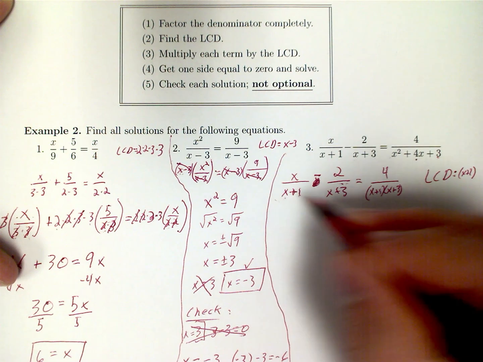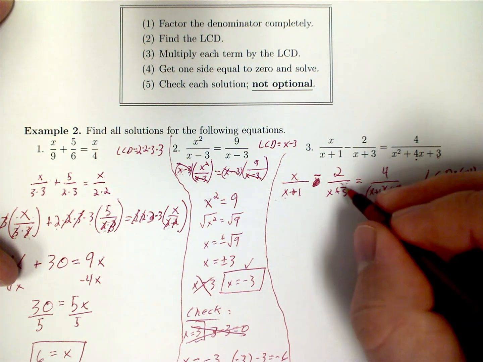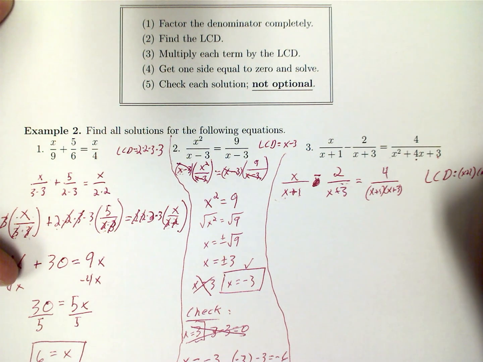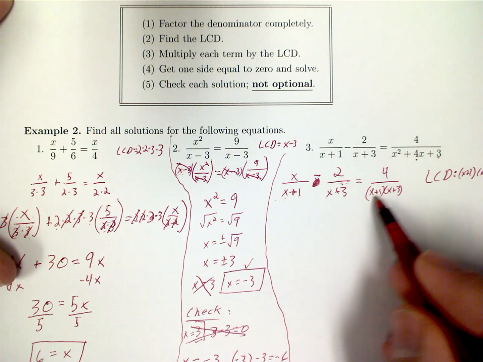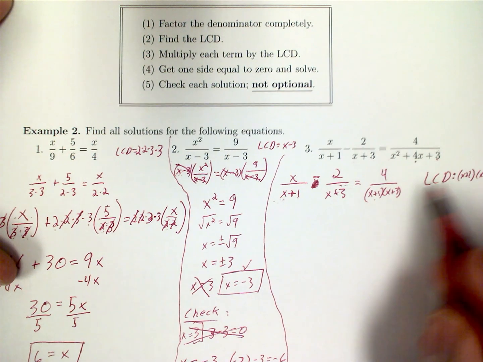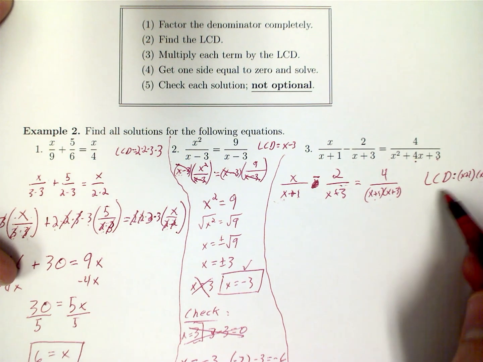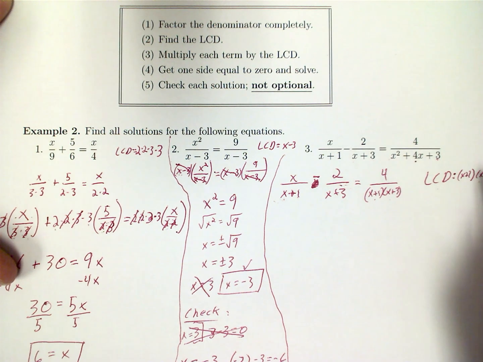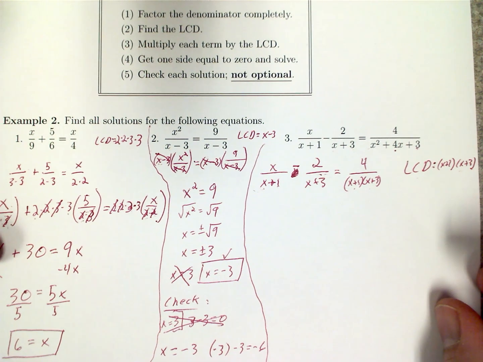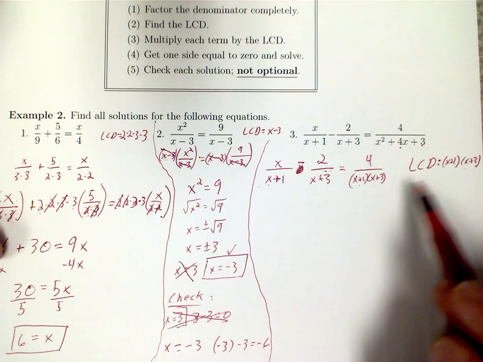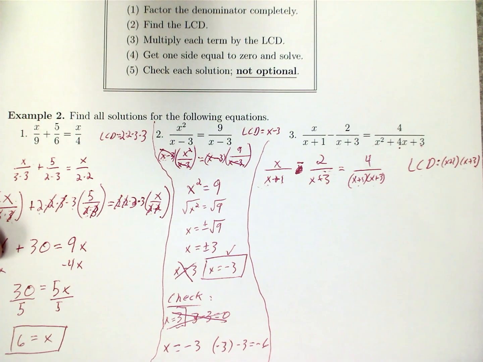Since that's what's in this denominator, it must have this factor, which is x plus 3. And then it must have each of these. Well, x plus 1 is already here, and x plus 3 is already here. So the LCD is x plus 1 times x plus 3. Okay, so we have both of those there.